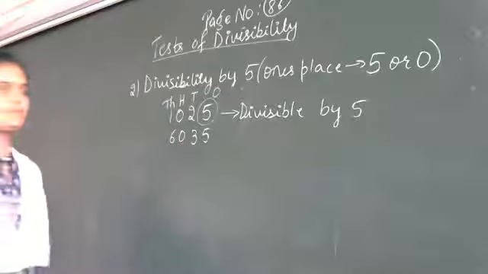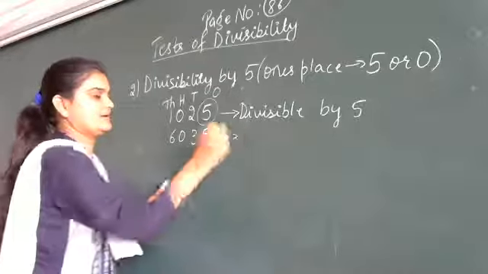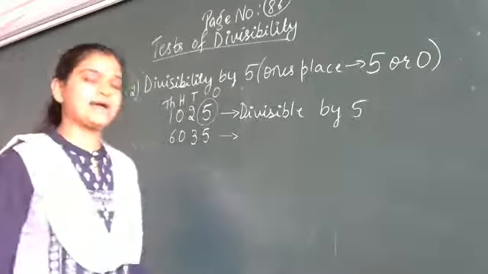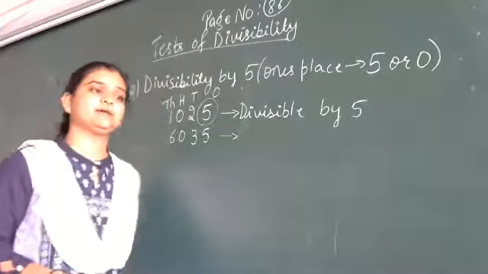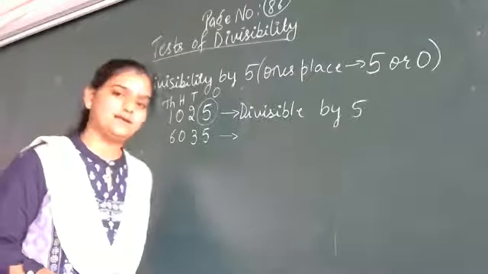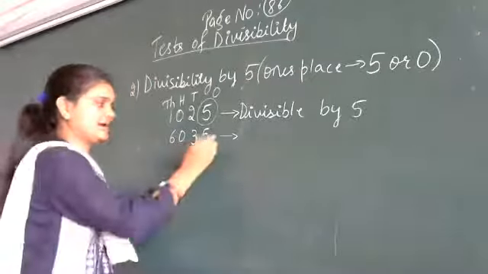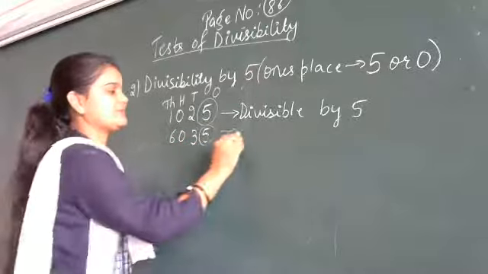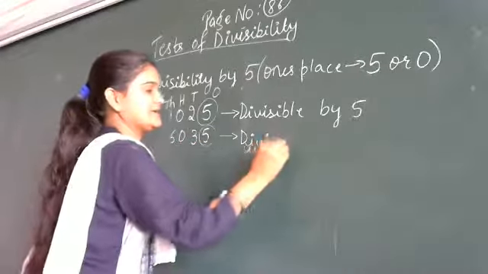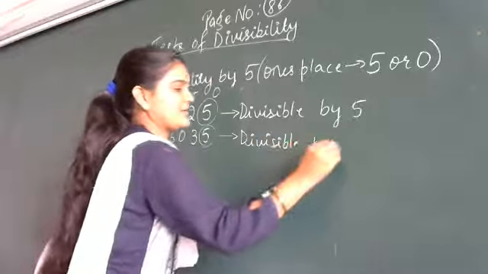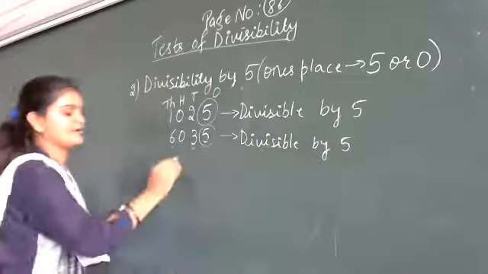What about the next one, 6035? Is it divisible by 5? Why is it divisible by 5? Yes, because in the ones place we have 5. It is divisible by 5.